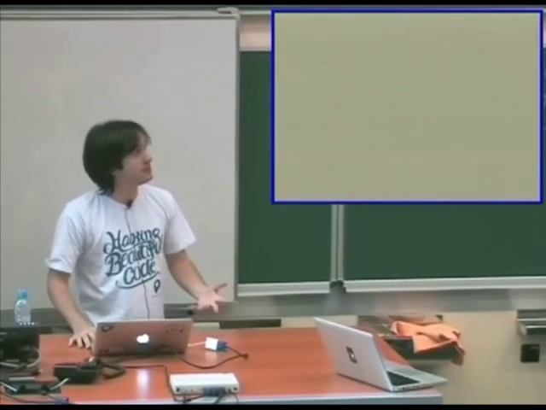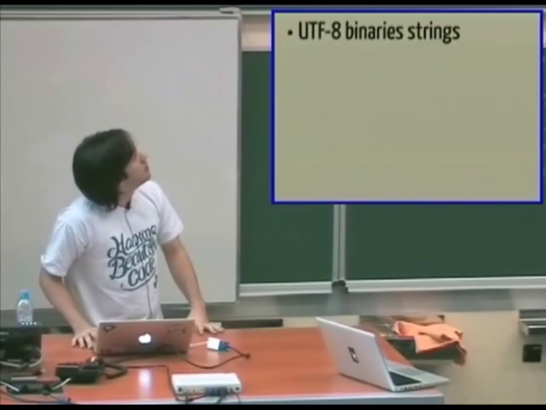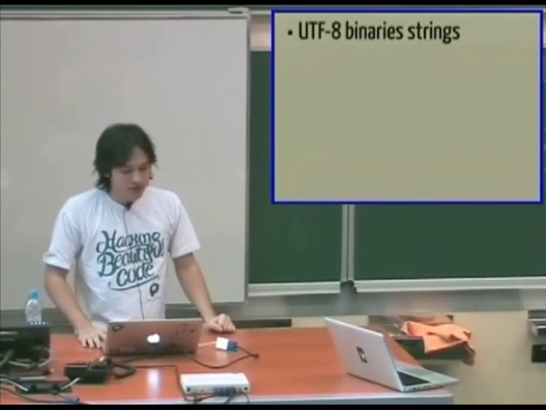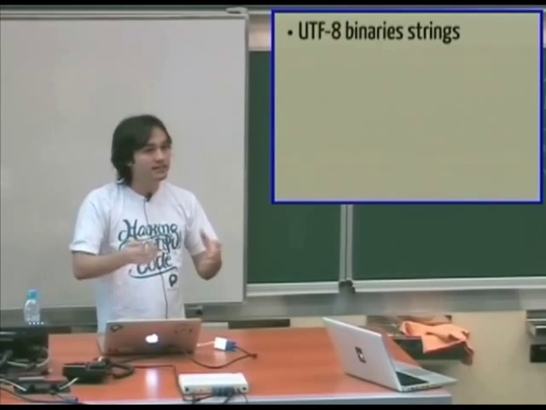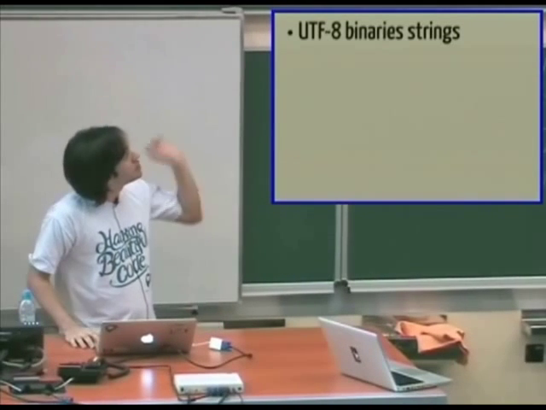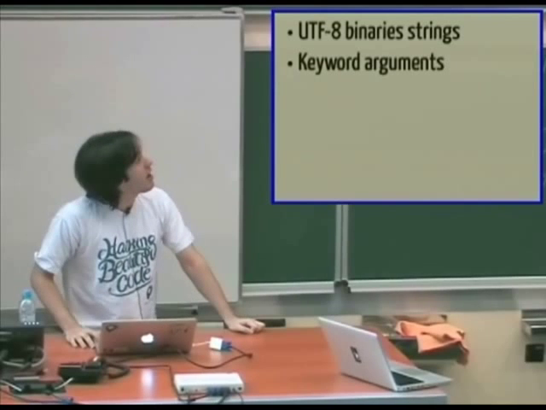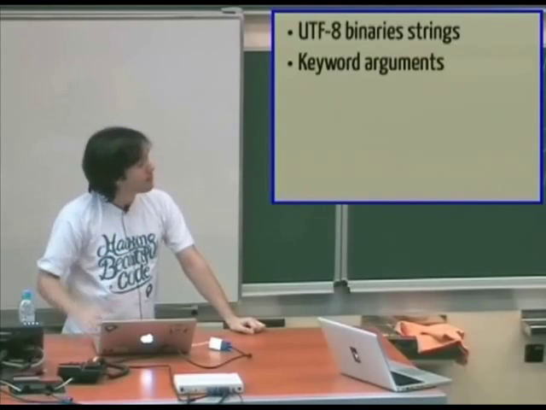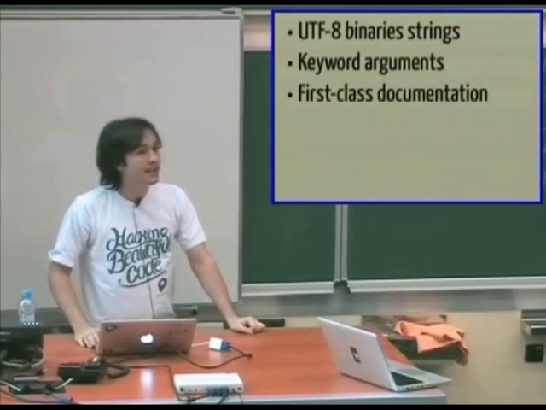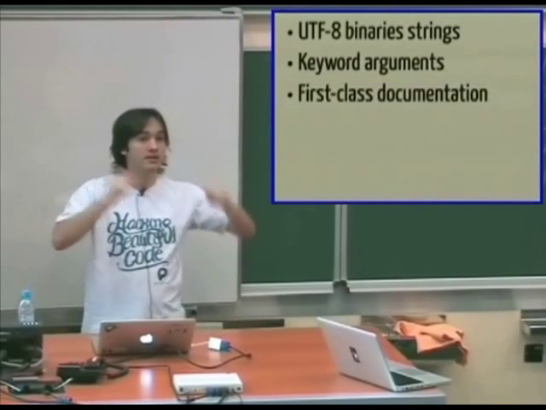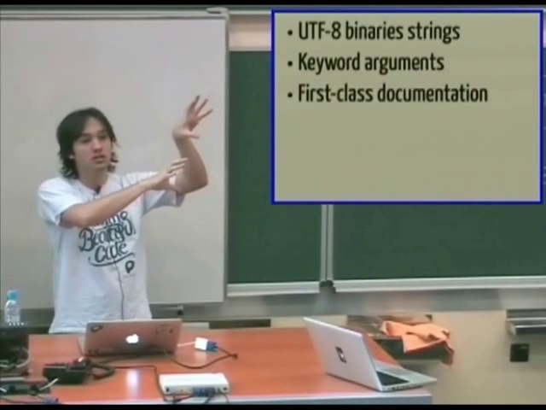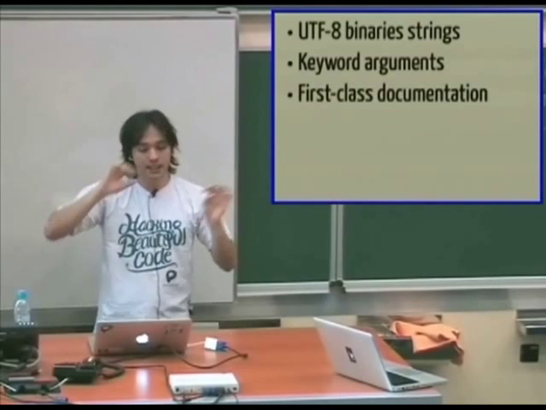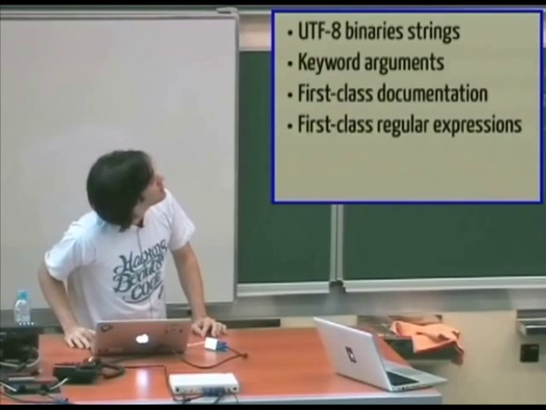There are many other improvements on the language. So if you compare with Erlang in general, we have UTF-8 binary strings. Erlang is still using ISO Latin something. So we pushed everything to be UTF-8 binary strings. We have keyword arguments, which are coming to Ruby 2. We already have them in Python. We have first-class documentation. This one is similar to Python's and Clojure's, where you can actually attach the documentation to a function. And it's a special string, and it's easy because if you want to query the documentation, it's very easy to do. We have first-class regular expressions.